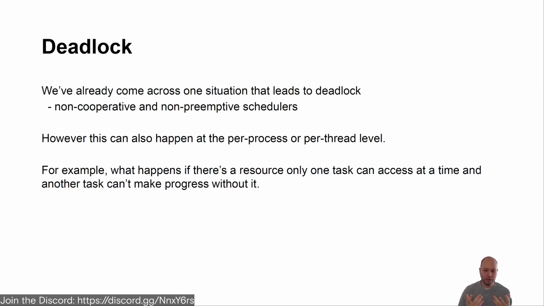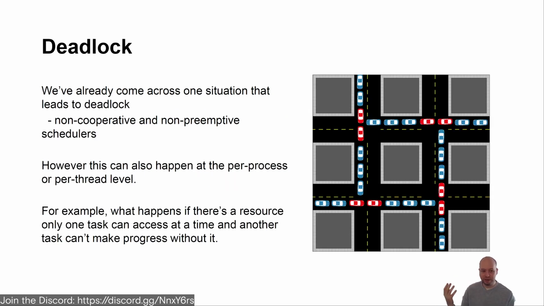For example, if there's a resource that only one task can access at a time, say the audio card only has one way to access it, and another task can't make progress without having access to it, then we're in a deadlock. The way I always like to think about deadlocks is like a gridlock in traffic, right? All these cars need to go in a particular way, but once you get into a particular state, no cars can move, and you're essentially stuck. Oh, I guess this is the same slide. I was wondering where my image went. I guess it's right there. Cool.